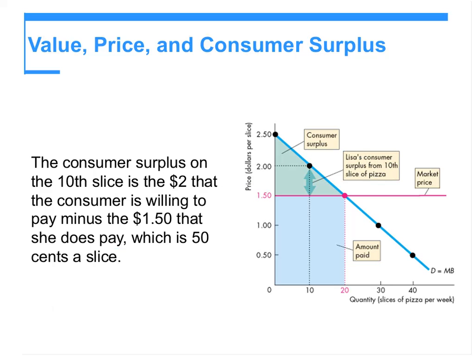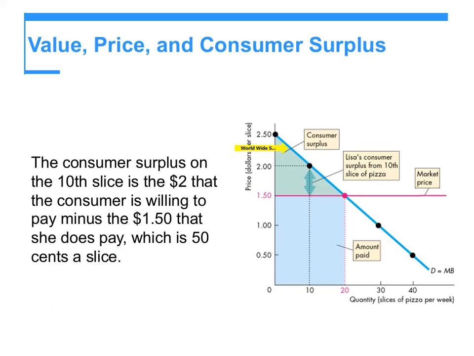Here you can see it more. Between 2 and 1.5, there is 50 cents. People are willing to pay 2, but the market price forces you to pay just 1.5. That means this 50 cents will be, for one of the customers, we call her Lisa, Lisa's consumer surplus from the 10th slice of pizza. At the 10th slice of pizza, you will have a 50-cent surplus.